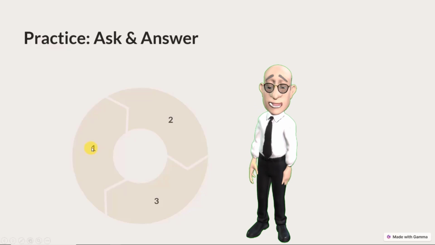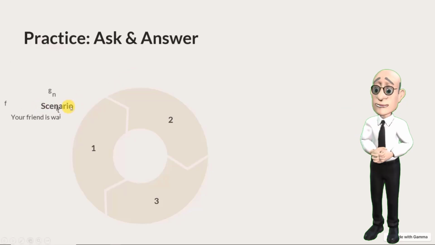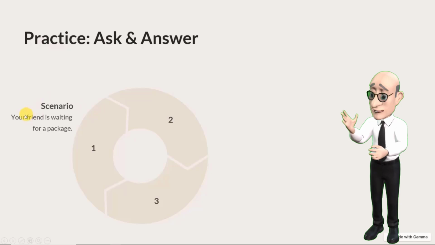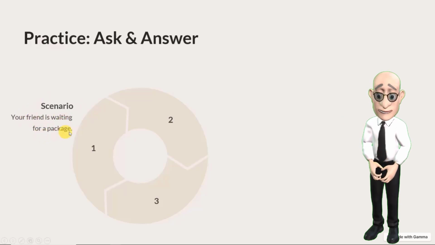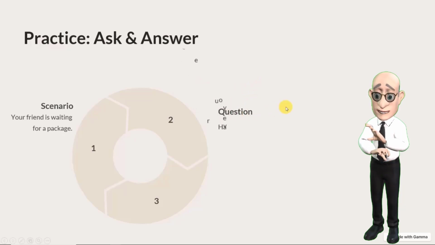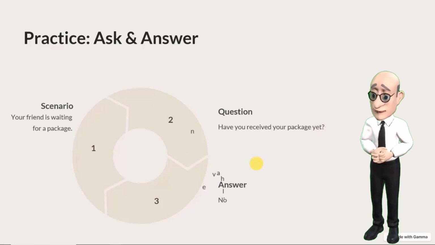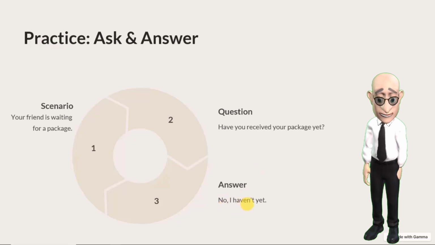All right, we've got points 1, 2, and 3. Let's see what it's all about. First one is a scenario. Scenario means, let's say, the situation, right? Your friend is waiting for a package to arrive. This could be interesting. The question: have you received your package yet? Guys, you see it? It's at the end of the sentence once again, huh? And also, the answer: no, I haven't yet. That means you're hoping to get it soon.